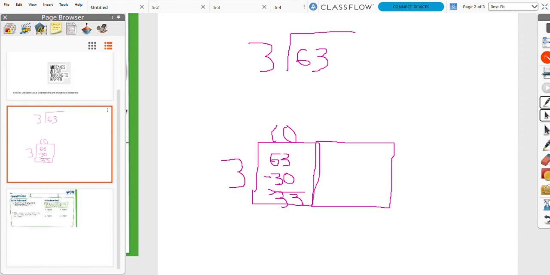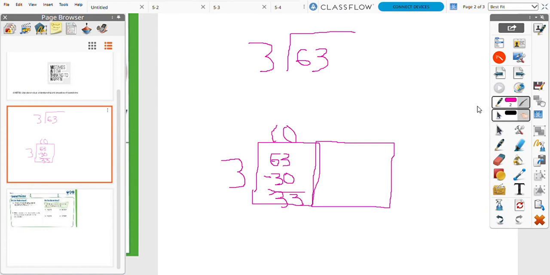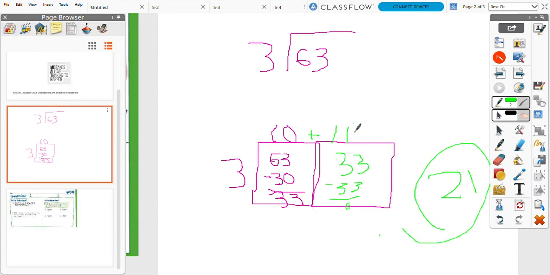So again, now we're going to move into the next step, which is what's left over, which is 33. This time I am going to do it with 11. So I know that 3 times 11 gives me 33. And there's my 0. So again, this is where you're going to add. This is your partial quotients. So your final answer would be 21, because you would add 10 plus 11.